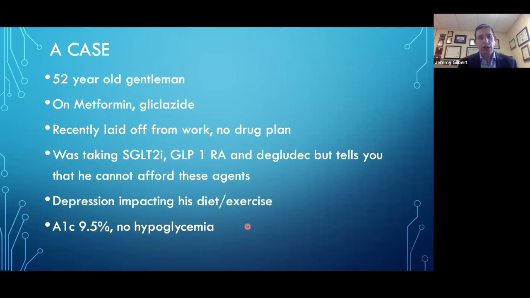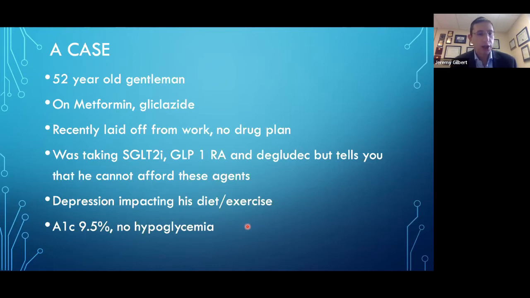So to conclude this section, let's bring another case. This is a 52-year-old gentleman on metformin and gliclazide. He has recently, unfortunately, been laid off work, and this is just a reality of life, and has no drug plan. He was previously well controlled, on an SGLT2 inhibitor, a GLP-1 receptor agonist, and degludec, one of the second-generation basal insulins, but simply says, I know this was working for me, I simply cannot afford this anymore.